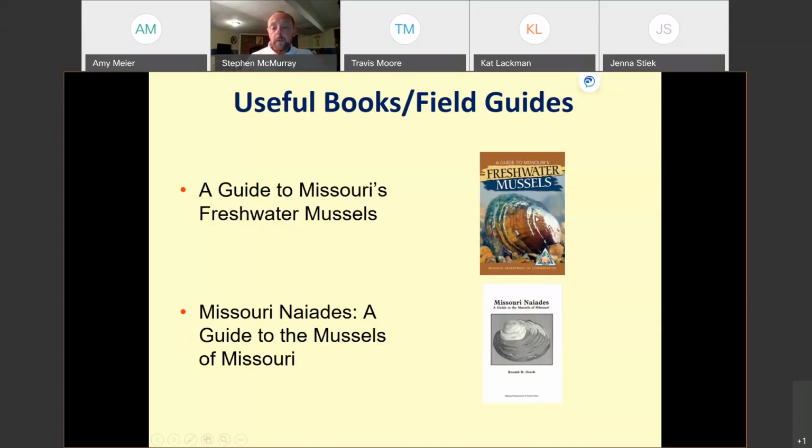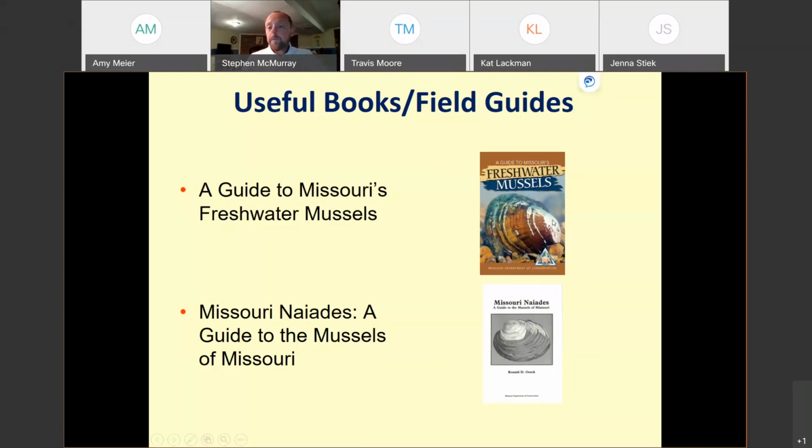This publication is freely available from the department. You can contact our publications people, and they're free to residents of Missouri. You can also contact your nearest conservation department office. Many of them have copies on hand that they're willing to give out.